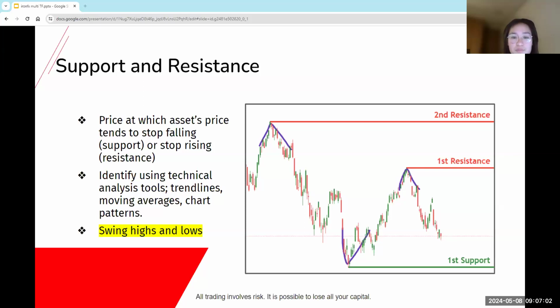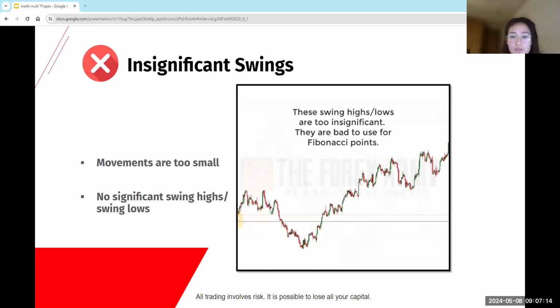Okay. So in the image that I've included here, you can see we have our swing highs as our resistance and the swing lows as our support. Okay, so let's first look at an incorrect example. Here's an example of insignificant swings, which are bad points to use for your Fibonacci starting at any points, as well as any resistance or support levels.